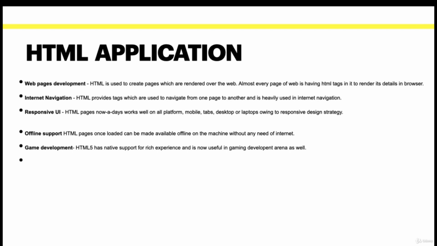So what are the applications of HTML? HTML is basically used for web page development. We can do internet navigation, forward and backward pages. Responsive UI is basically about the screen size of devices like mobile, tablet, desktop, and laptop, so the web pages can adjust according to the device size. Offline support is one of the best features of HTML; we don't need an internet connection on the machine. Game development: with the help of HTML5, we can develop games, which can be responsive games as well.